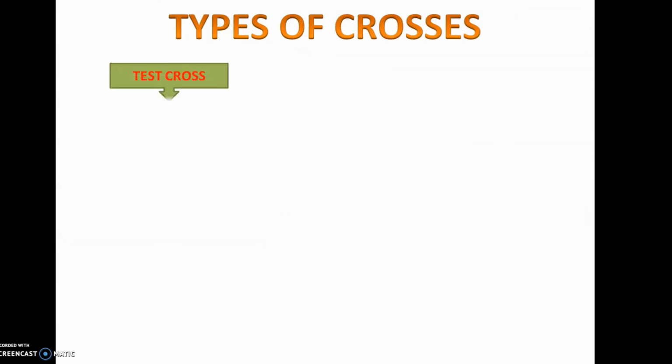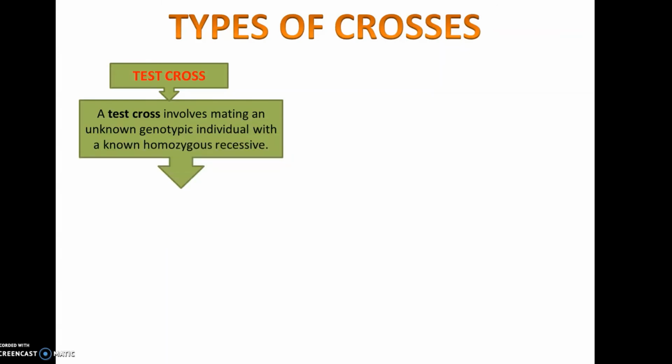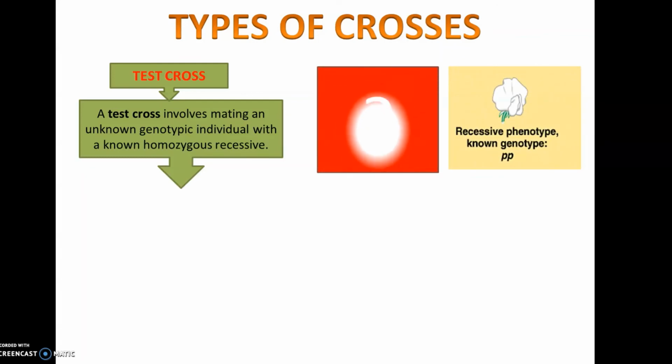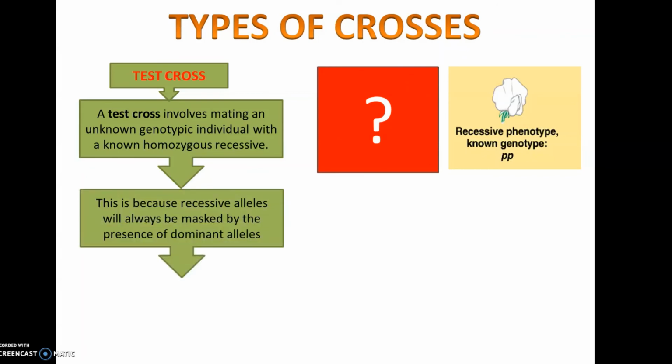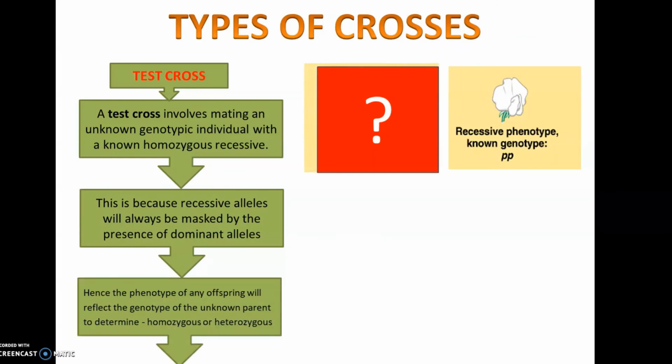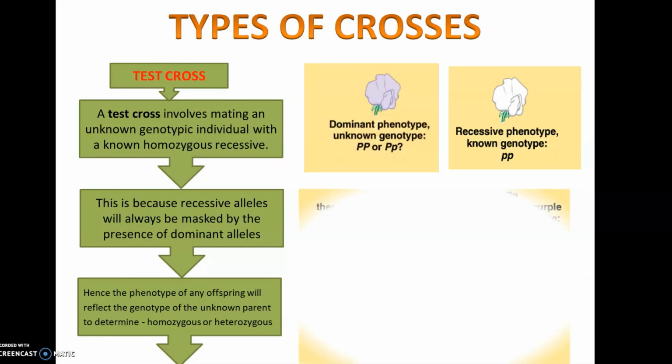Another cross is the test cross. A test cross involves a mating of an individual of unknown genotype with a known homozygous recessive. This is because a recessive allele is always masked by the presence of a dominant allele. Hence, the phenotype of any offspring will reflect the genotype of the unknown parent, to determine whether it is homozygous or heterozygous.